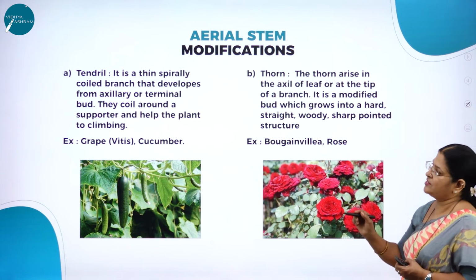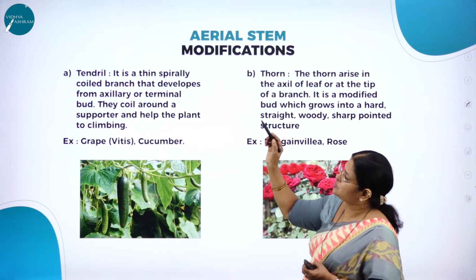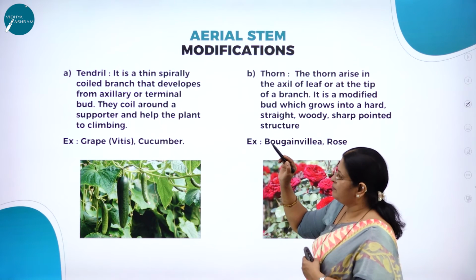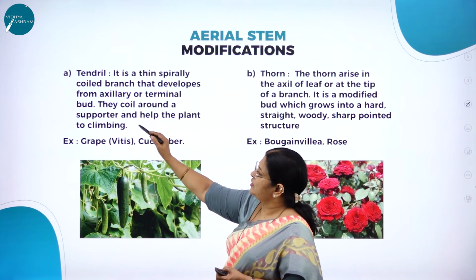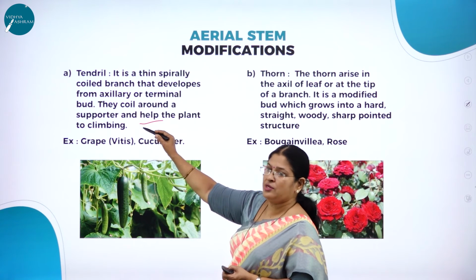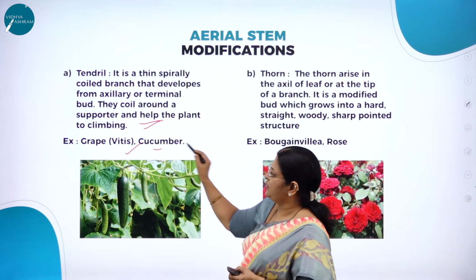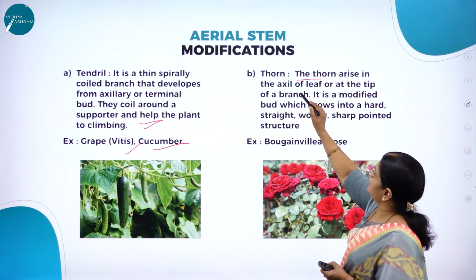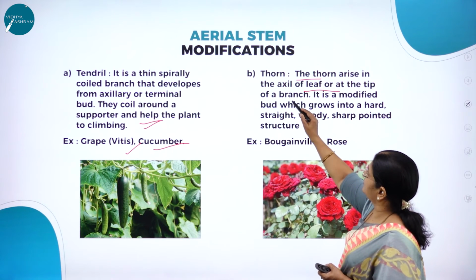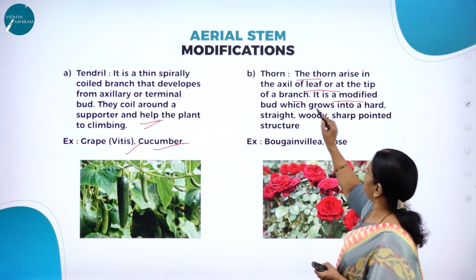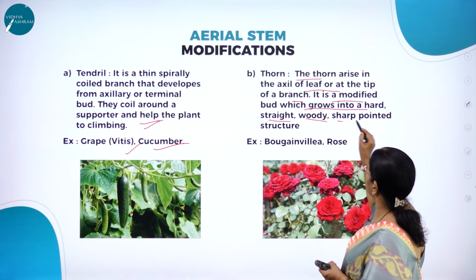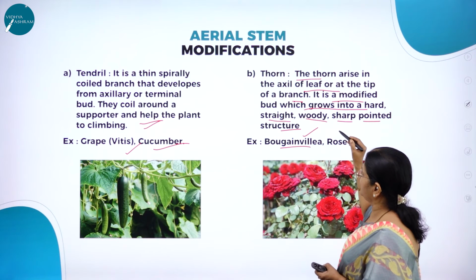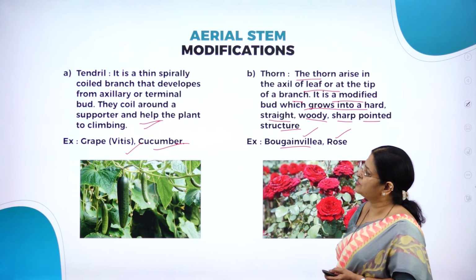So what is it? Aerial stem modification. Tendril: it is a thin spirally coiled structure, a branch that develops from the axillary or terminal bud, and they coil around a support and help the plant in climbing. A classical example you can give is grape. One more example you can give is cucumber. Thorn: the thorn arises in the axil of a leaf or at the tip of a branch, and it is a modified bud which grows into a hard, straight, woody, sharp, pointed structure. Classical examples you can give are bougainvillea and rose.